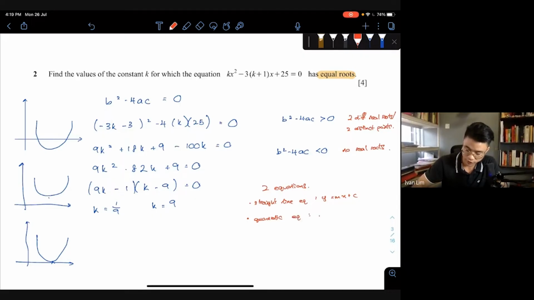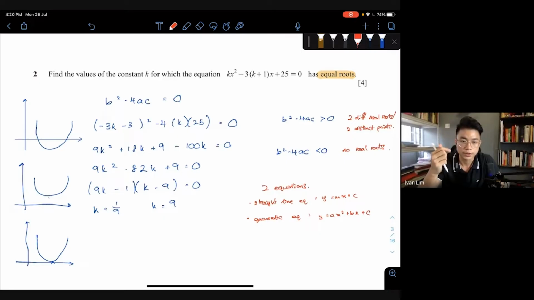Okay, which is y equals ax squared plus bx plus c. When they give you two equations, then they tell you it has 1 point of intersection or tangent, or 2 points of intersection, or no, they do not intersect with each other. It is very similar to this question actually, but there is one more extra step, which is what? What's the first step for this?